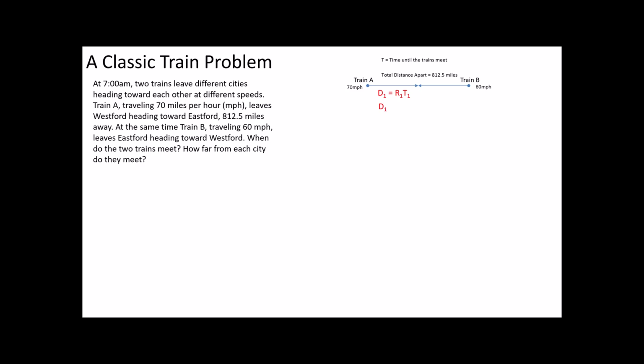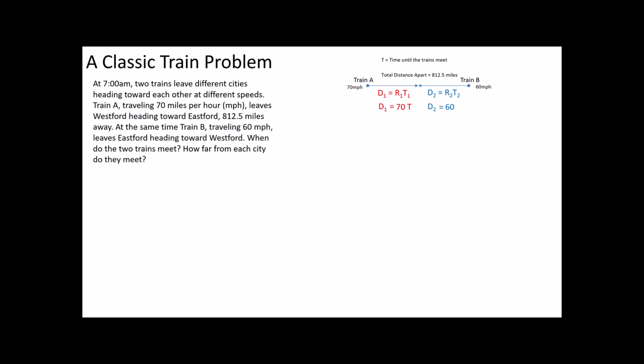The first train, we don't have a distance. We do know the rate of speed is 70, but we don't know how long it's going to take. Notice I did go ahead and use a t because the two trains will have the same amount of time. The second equation, I still don't know a distance.